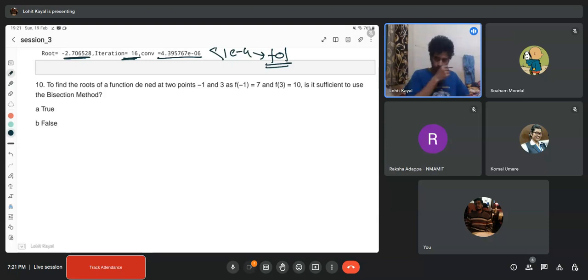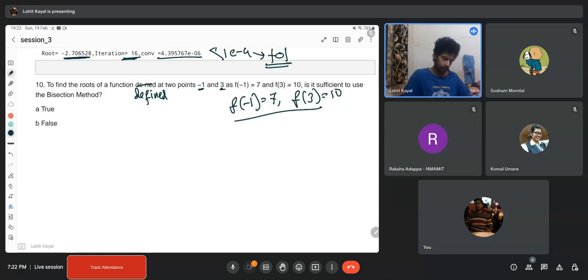So this is another question. To find the root of a function, it is defined at 2 points, -1 and 3, as f(-1) equal to 7 and f(3) equal to 10. Now the question is, is it sufficient to use the bisection method? The answer is false, because to use the bisection method, we must have f(a) into f(b) less than 0.